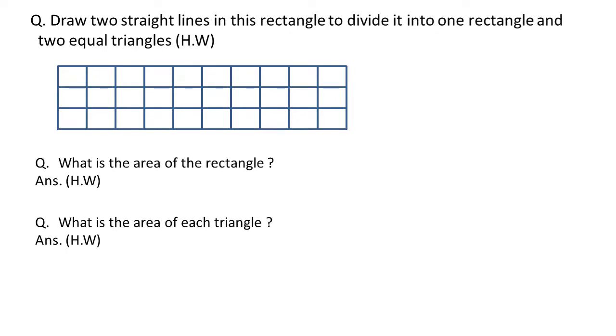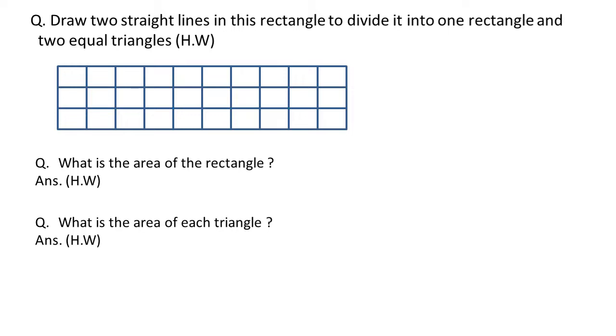Another question. Draw two straight lines in this rectangle to divide it into one rectangle and two equal triangles. Okay, this is a similar question. We have learned about this. You have to draw a line and divide this given rectangle into one rectangle and two equal triangles. This we have done, and again questions are there. What is the area of the rectangle? Once you divide it, you will get the rectangle and you will be able to find out the area of the rectangle.